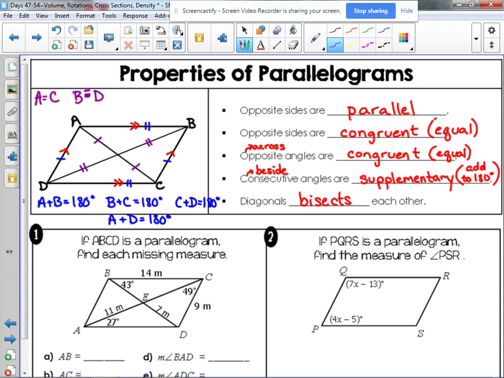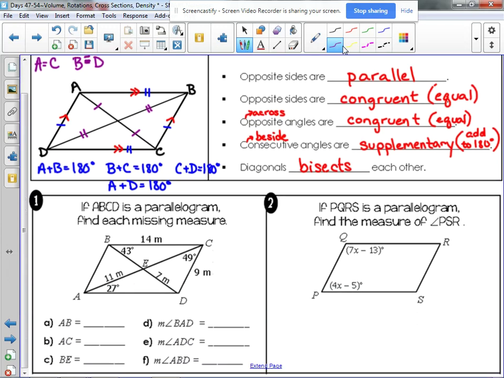Any questions about any of the markings that I made or those statements? Pretty straightforward, right? Okay, let's use them. So example number 1 says if ABCD is a parallelogram, find each missing measure. So side AB, we're looking for this side right here. It is opposite and parallel to side CD, so those have the same measure, so AB is also 9 meters long.